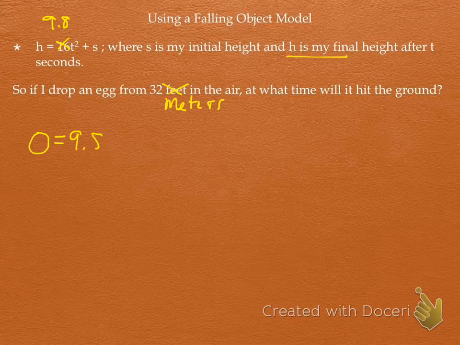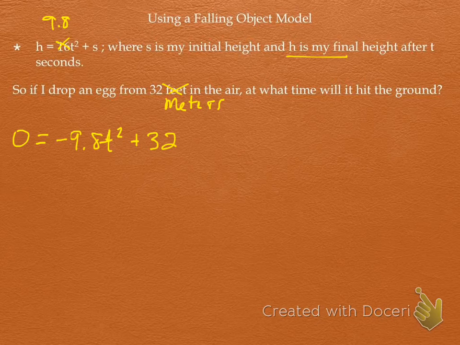I have 9.8 t squared plus my initial height, which is 32. And I actually have to make this a negative 9.8. Let's make that neater. Because just like you're learning in science class, with vectors, you have direction along with the magnitude, and since my acceleration of gravity is pulling you down towards the ground rather than up away from the ground, I have to make it negative. So I subtract 32 from both sides.